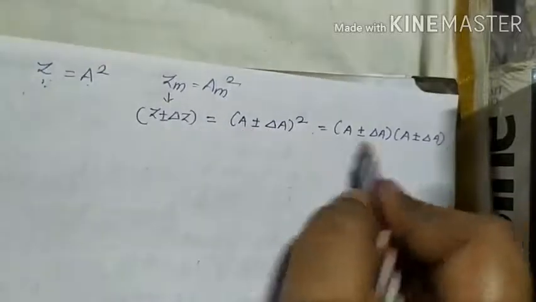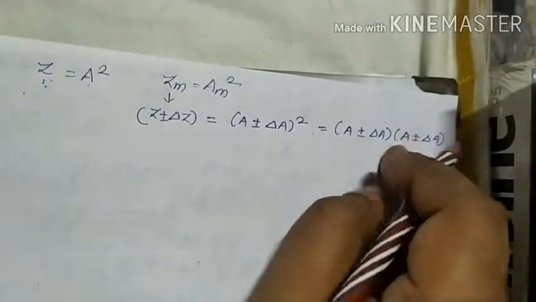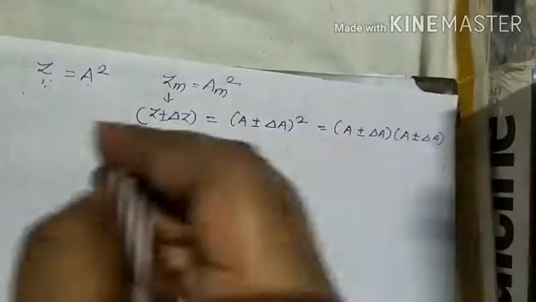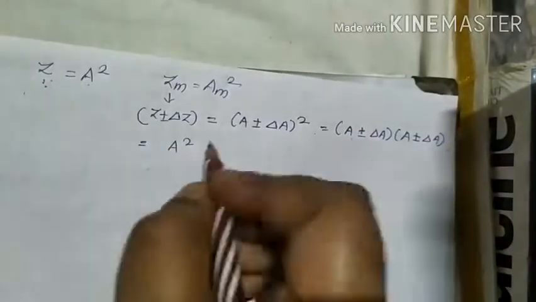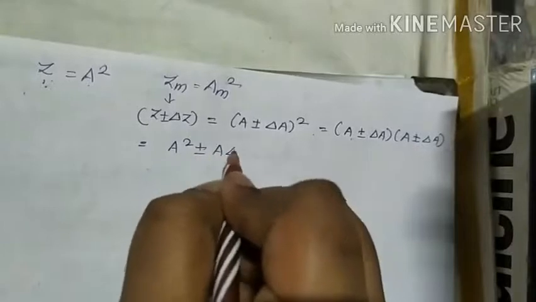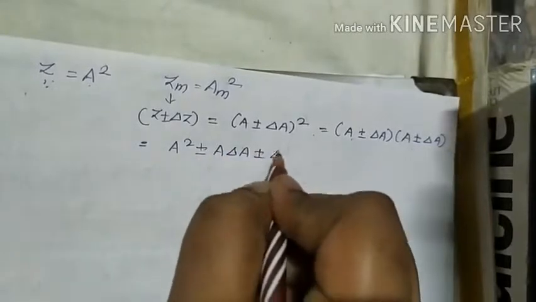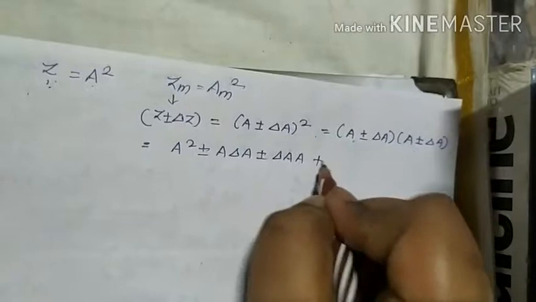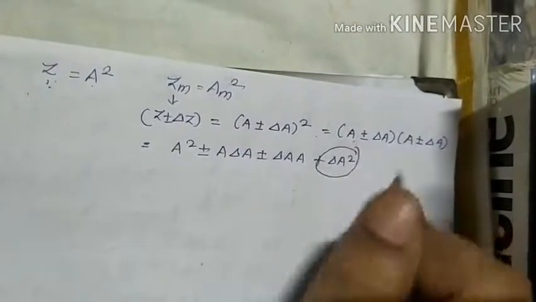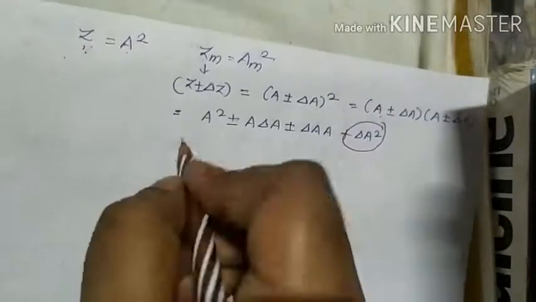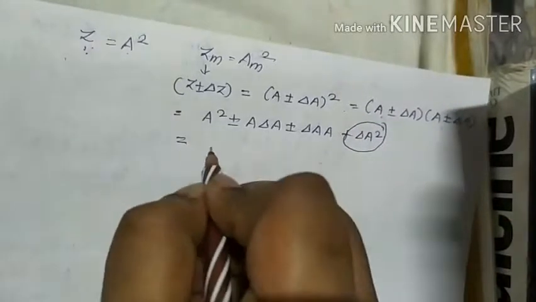Right, now we'll expand the factors of the brackets. It will be equal to a squared plus or minus a into delta a plus or minus delta a into a, plus delta a squared. Now out of this, delta a squared is a very small value, so it can be neglected.